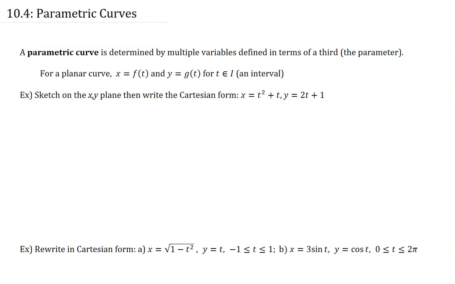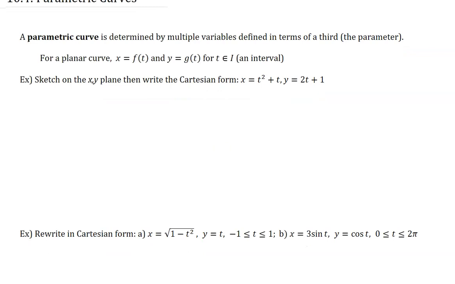We are going to go through an example here where we're going to sketch a parametric curve, but this is just to get an idea of what it looks like. After that, you don't have to draw each of these as you evaluate things, okay?